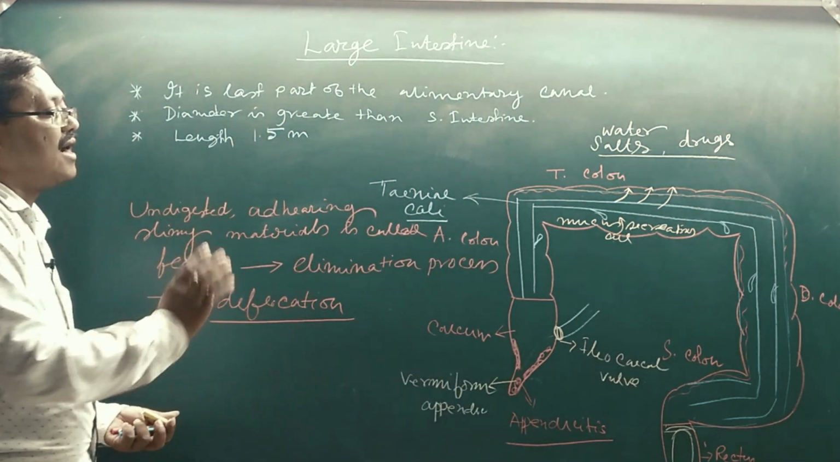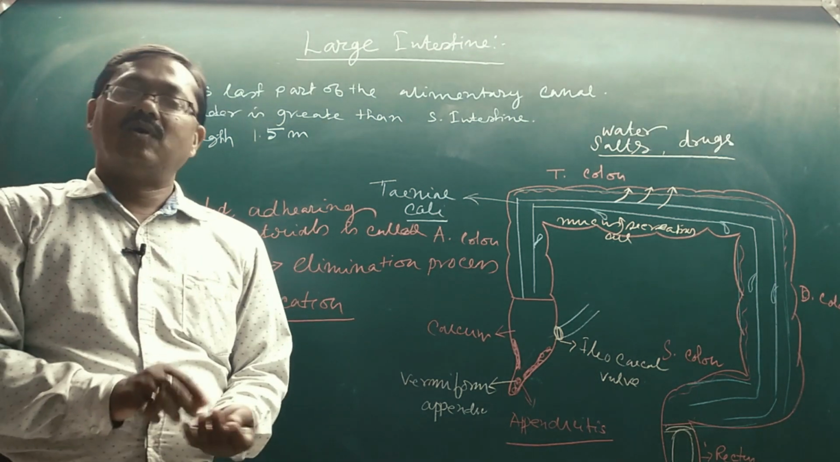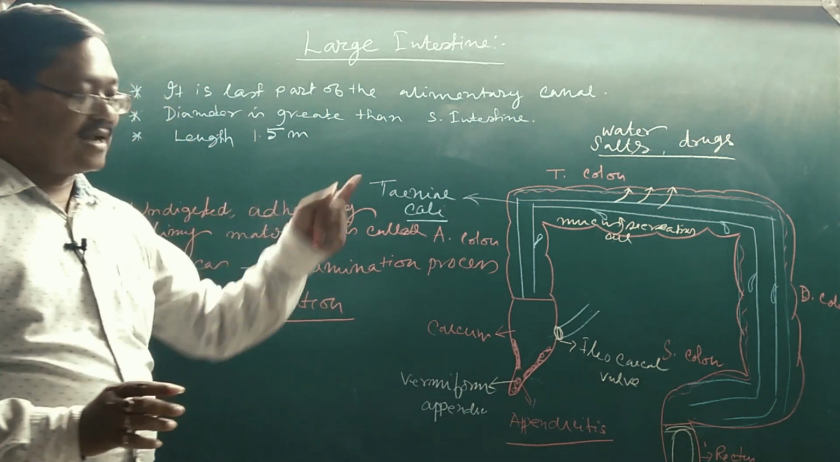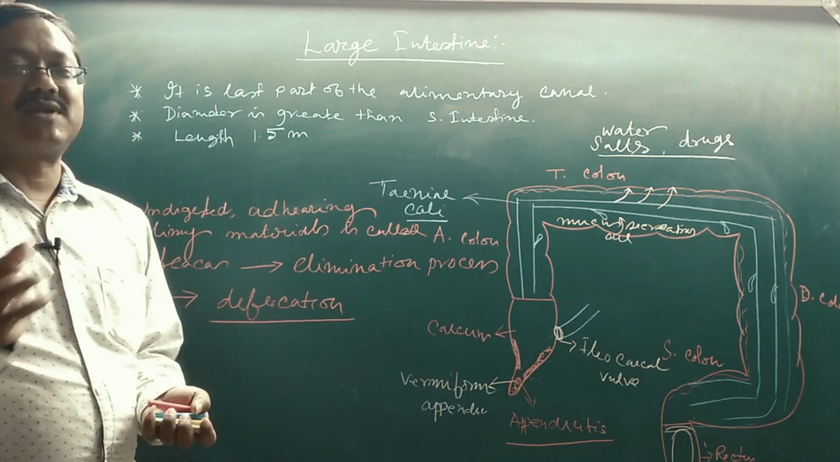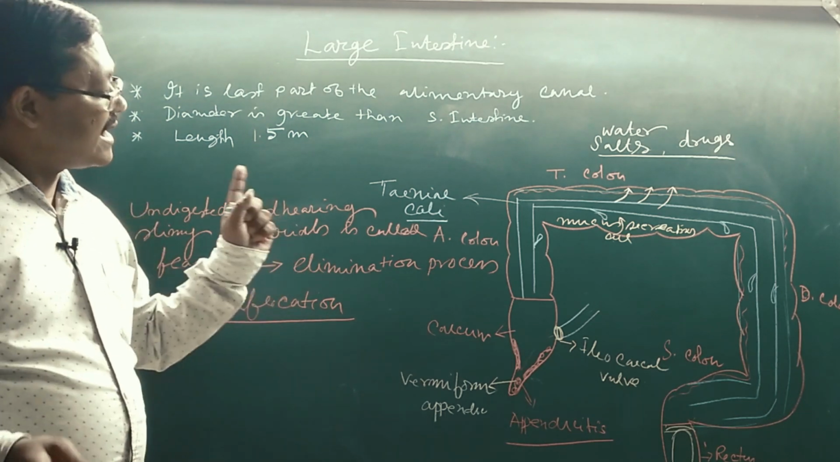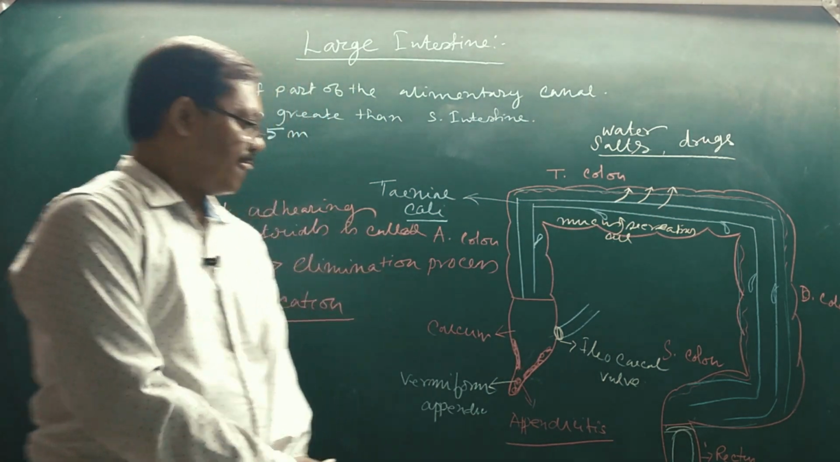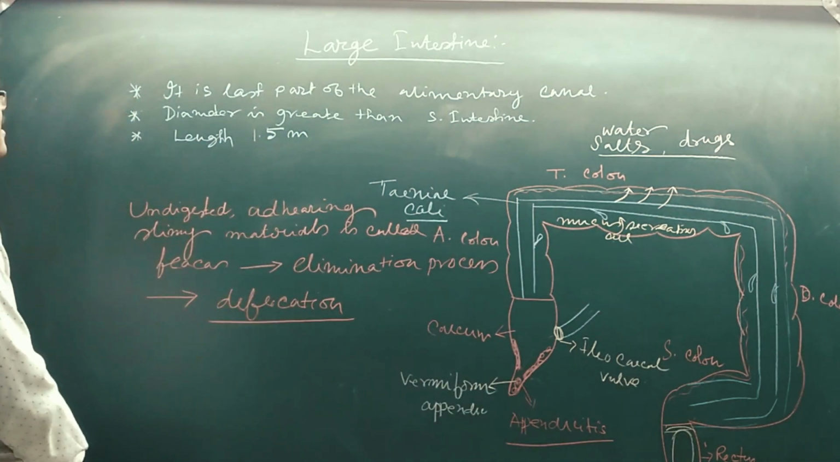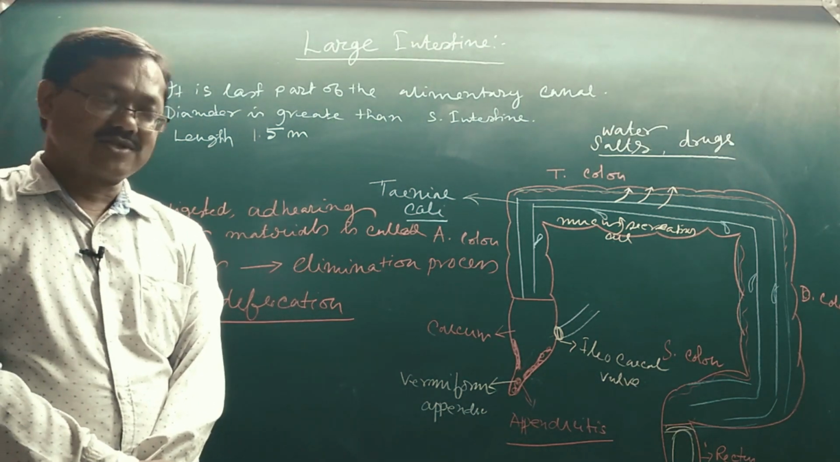These are the large intestine. Here no digestion occurs. Only water absorption and salt absorption occur, and some drugs which we eat for the cure of ailment are absorbed by the large intestine. This is the total structure of our large intestine.